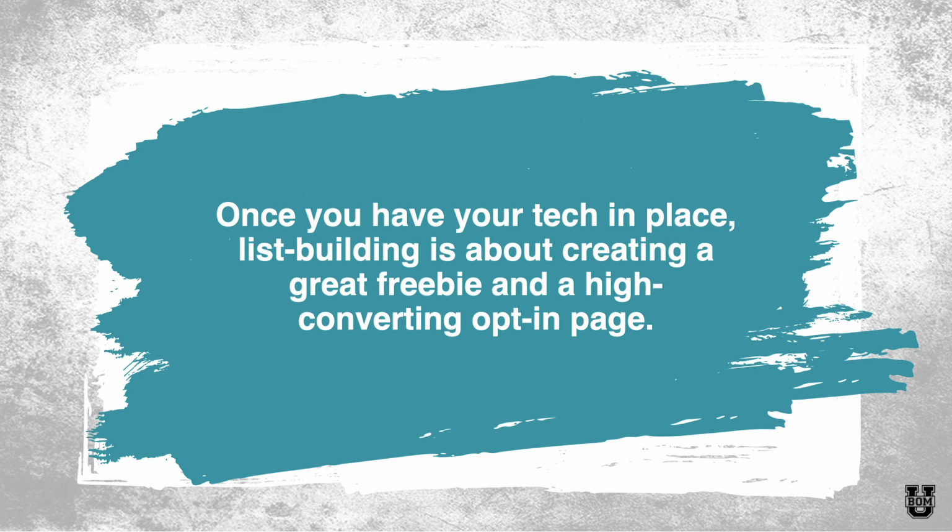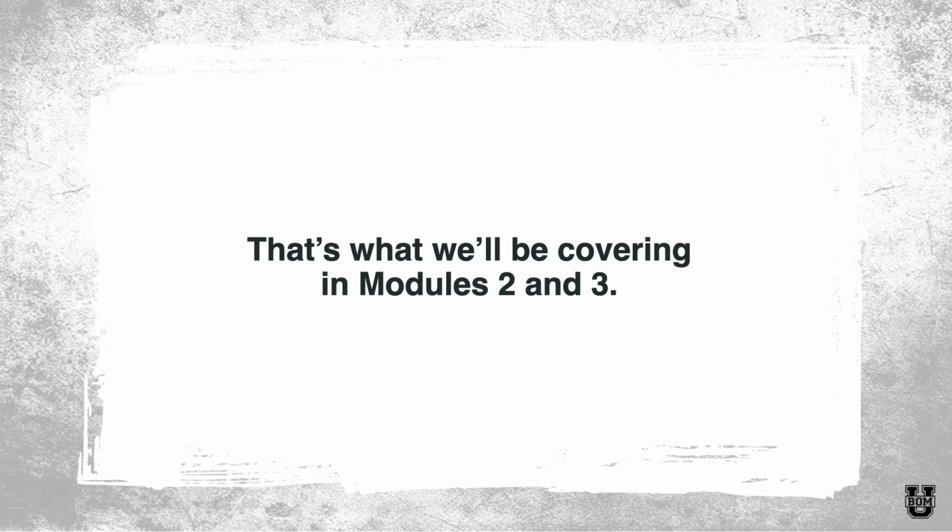Now, once you have your tech in place, list building is about creating a great freebie and then a high converting opt-in page. Those are the two things you need so that people say, yes, I want that freebie, I'm willing to give my email address for that, and there's an opt-in page that sells me on the value. I get why this is important. Yeah, I want it. That's what we're covering in modules 2 and 3. In module 2, we're going into creating a great freebie. In module 3, we're going into how to create a high converting opt-in page.